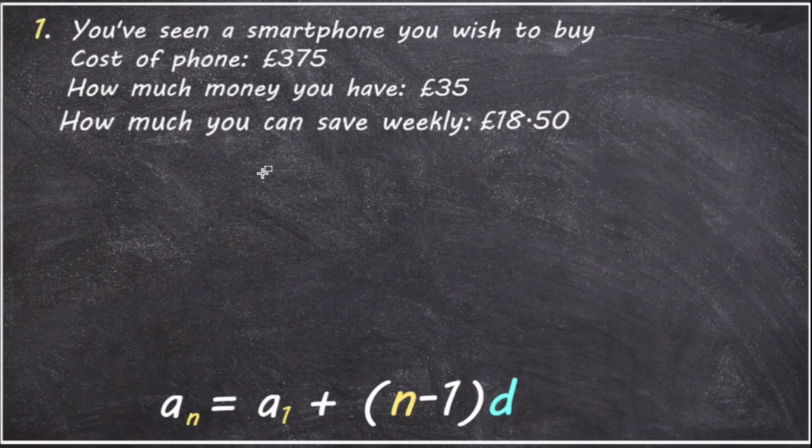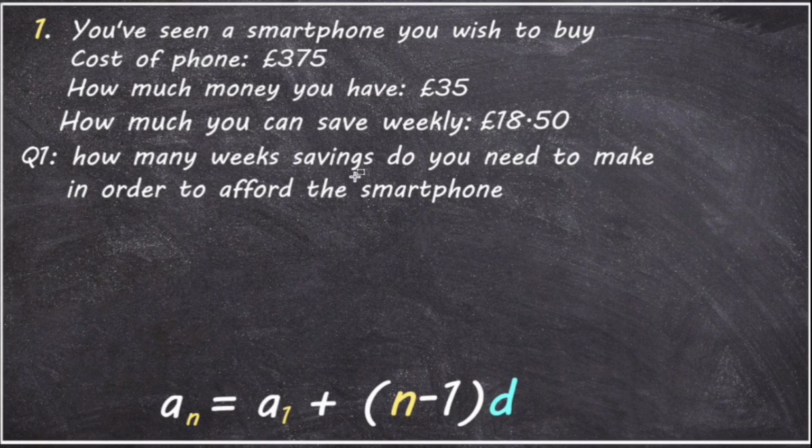So here's the first scenario. You've seen a smartphone you wish to buy, and the cost of the smartphone is £375. This is how much money you currently have, £35. And looking at your budget, you've worked out that you're able to save £18.50 on a weekly basis. The question is, how many weeks savings do you need to make in order to afford the smartphone?